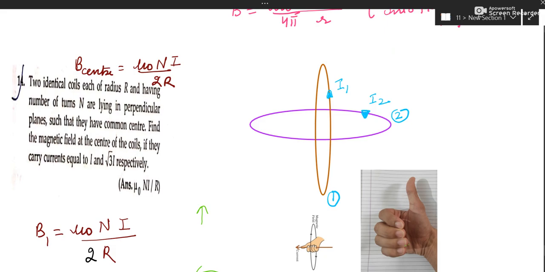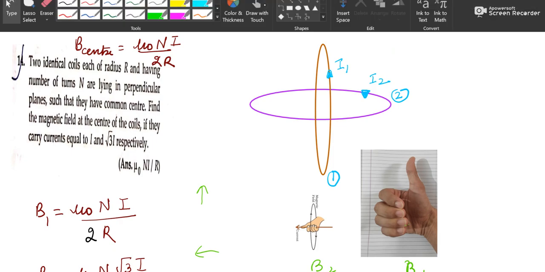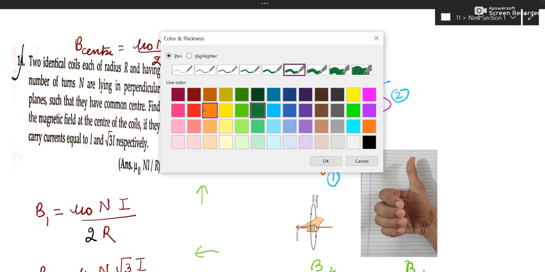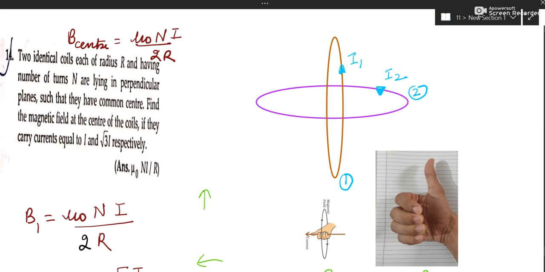This is a very important question, very, very important. It has come in the board exam many times. Sometimes they give a figure, sometimes they don't. Okay, so let us see. This is the most important question. Two identical coils. So these are the two identical coils, radius r, number of turns n each, common center.